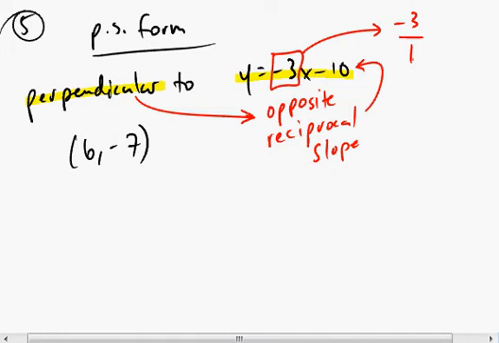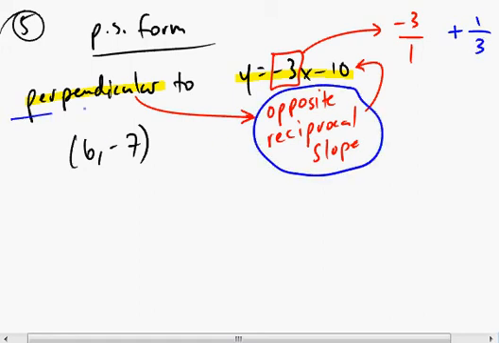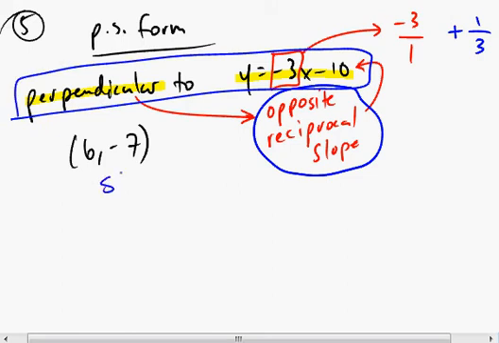What's the opposite reciprocal of negative 3 over 1? Opposite means from negative to positive. Reciprocal from 3 over 1 to... switch it, 1 over 3. Okay, so opposite reciprocal slope. So this information tells you that the slope of our line is positive 1/3. Okay?